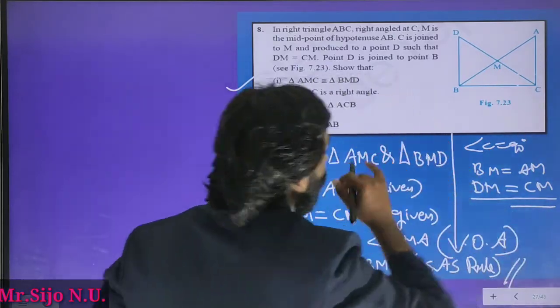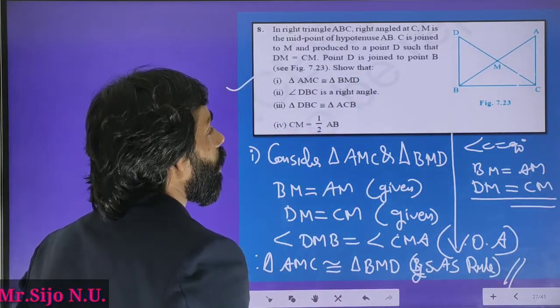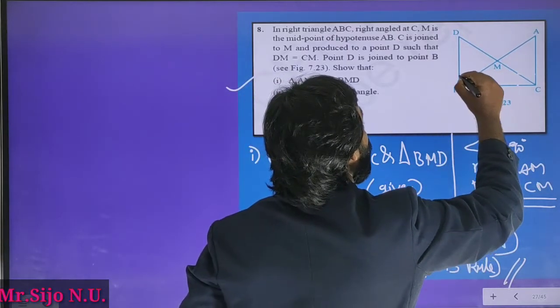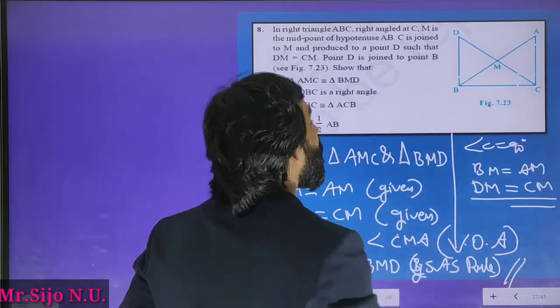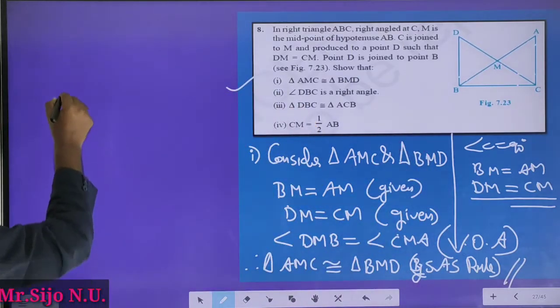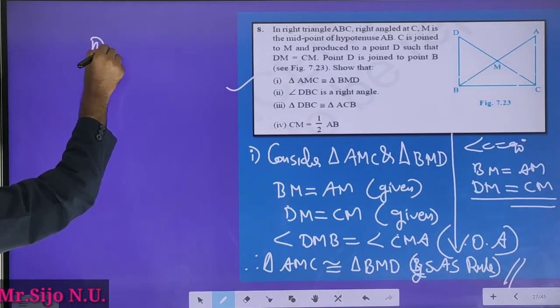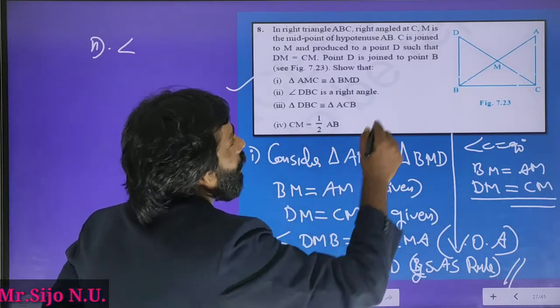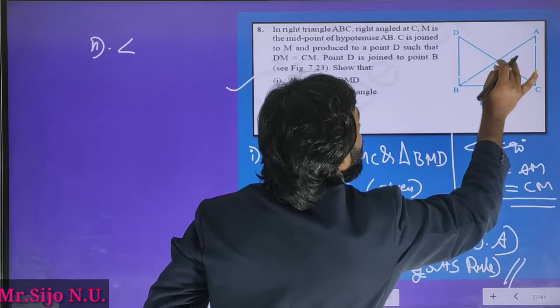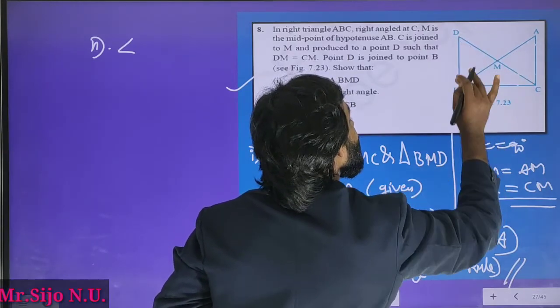This triangle is congruent to this triangle. Therefore we can write this angle equal to this angle. Why? The reason is just proved above, right? So as a second sub question, we can say angle, which angle? Angle DBM, or it is same as DBA.